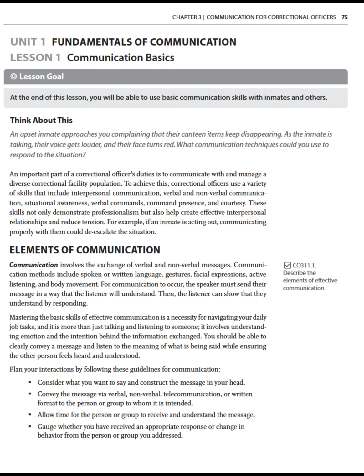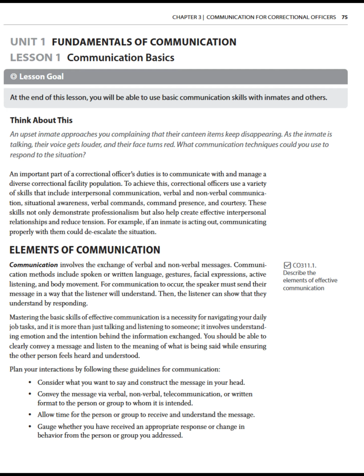Think about this. An upset inmate approaches you complaining that their canteen items keep disappearing. As the inmate is talking, their voice gets louder and their face turns red. What communication techniques could you use to respond to the situation?